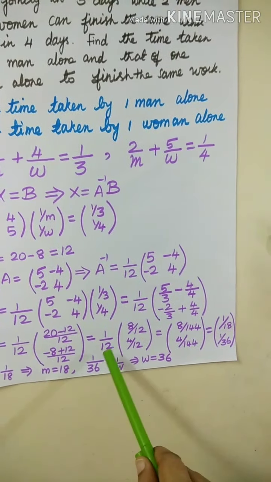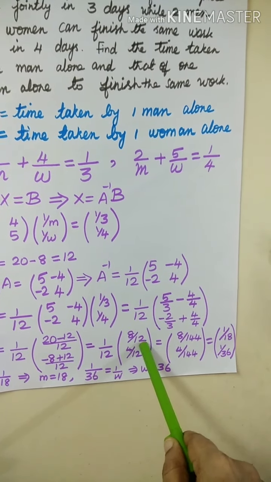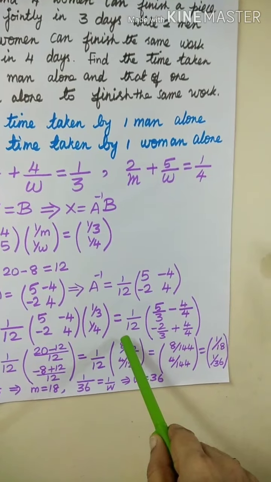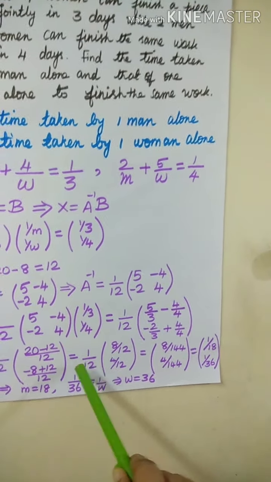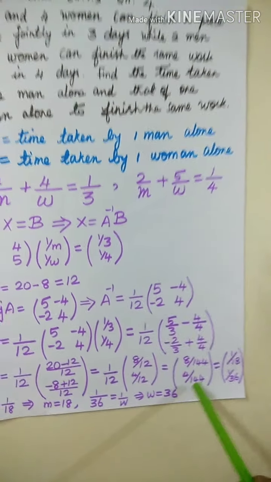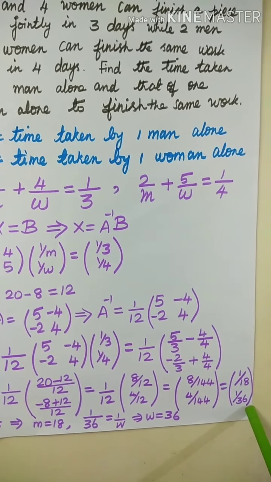Do not cancel this 12 and 12. This is in the denominator, and this is also in the denominator. So when I multiply, it is 8 by 12 into 12, 144, and 4 by 12 into 12, 144, which you can reduce and get the answer as 1 by 18 and 1 by 36.